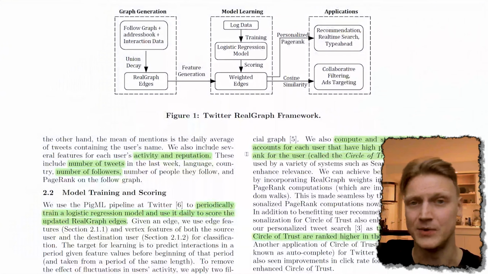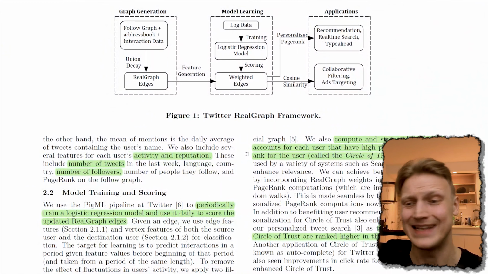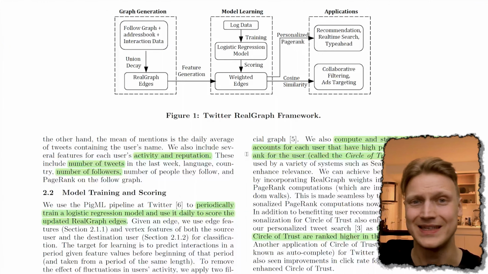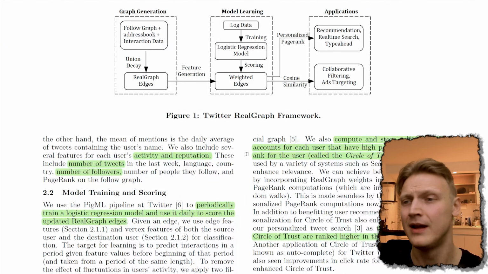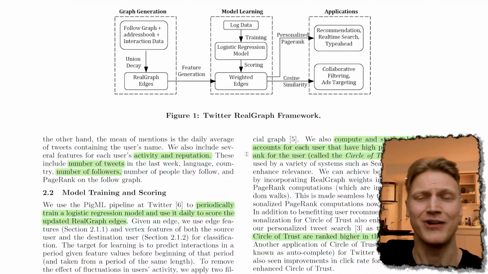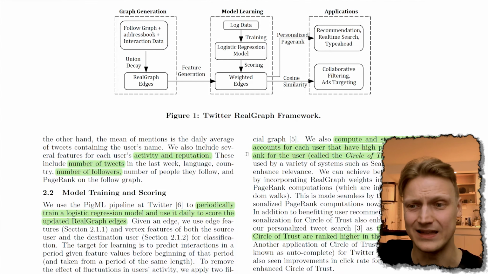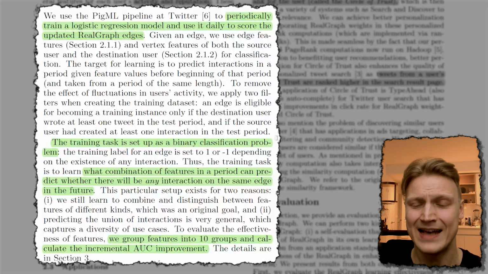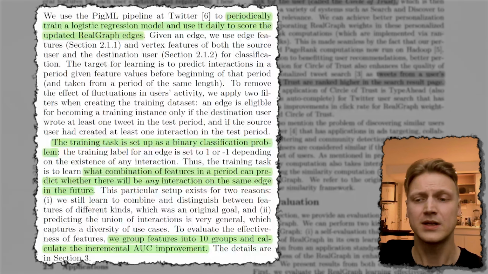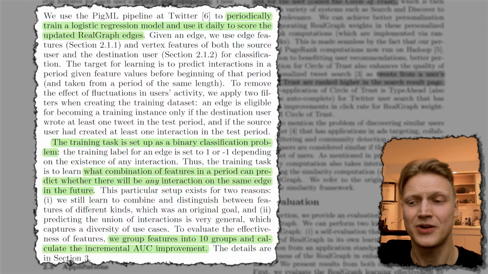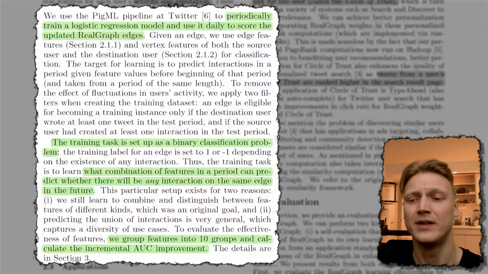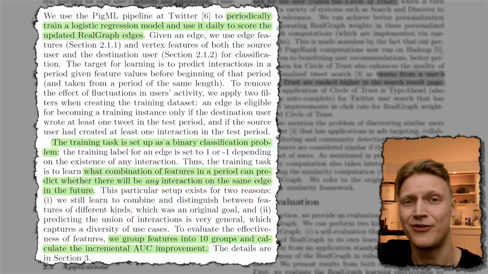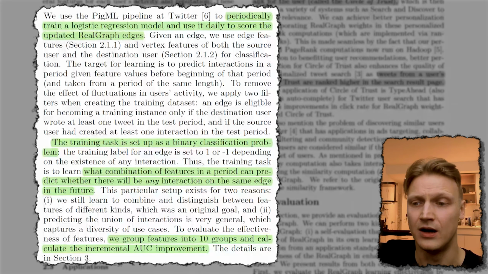They attach some user features to the edges, such things as amount of activity, number of tweets, followers, things of that matter. And then they train the logistic regression model periodically, daily, to score RealGraph edges, to derive weights on the edges. So it becomes a binary classification problem with a task trying to learn what combination of features in a certain period can predict whether there'll be a similar interaction on the same edge in the future.